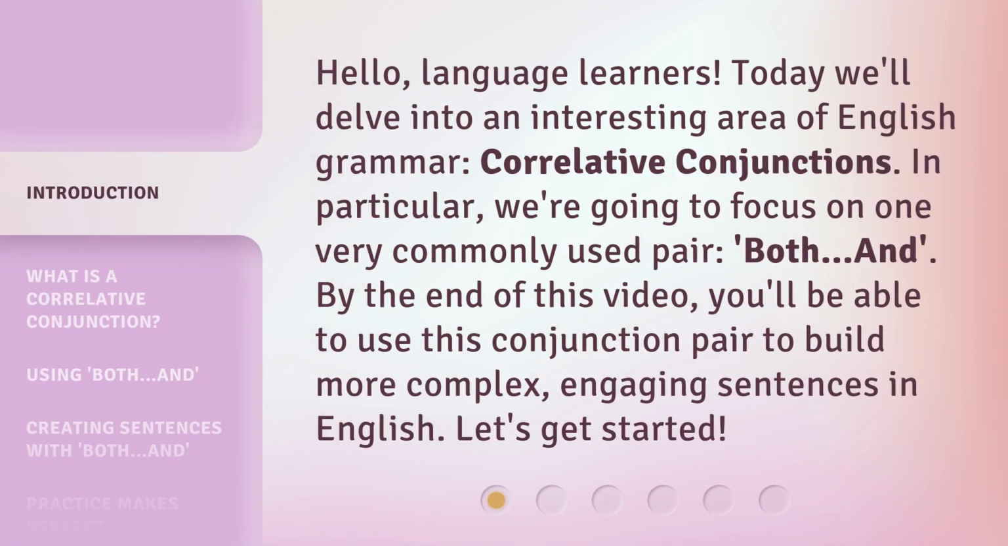Hello, language learners. Today we'll delve into an interesting area of English grammar, correlative conjunctions. In particular, we're going to focus on one very commonly used pair, both... and. By the end of this video, you'll be able to use this conjunction pair to build more complex, engaging sentences in English. Let's get started.